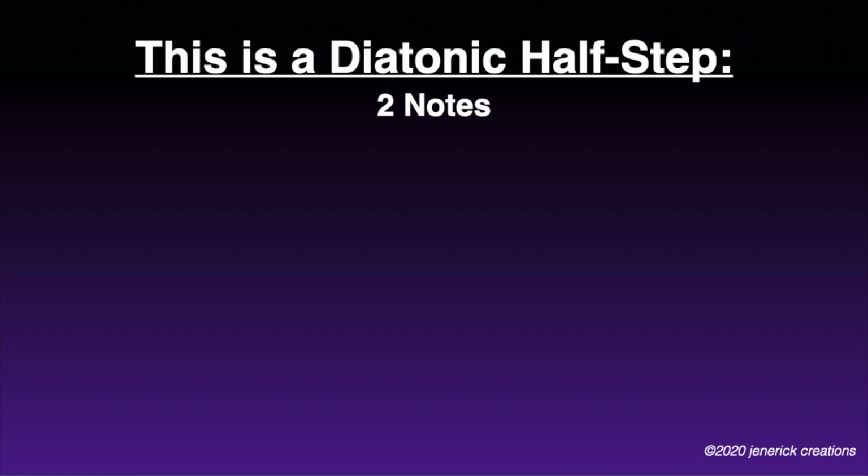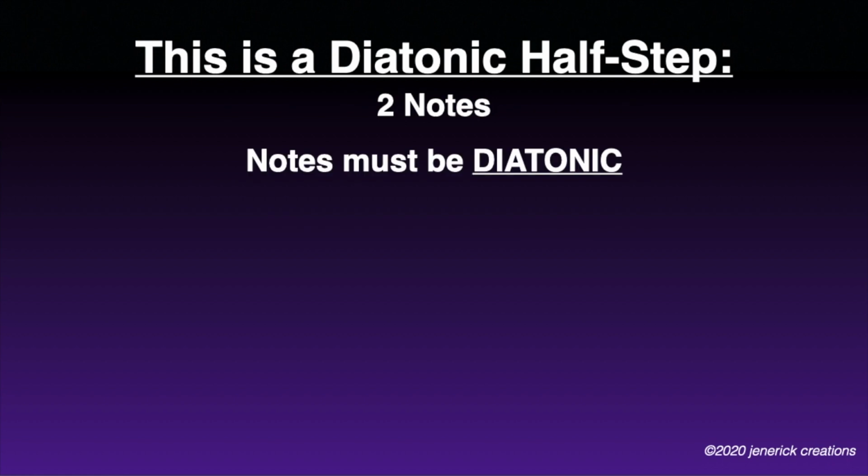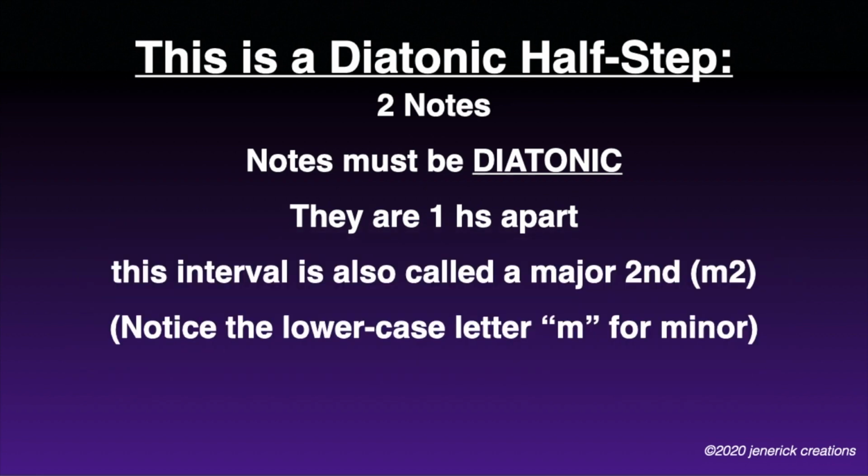So this is a diatonic half step. It's two notes. The notes must be diatonic. They are one half step apart. And the interval is also called a minor second, m2. Notice the lowercase m for minor.